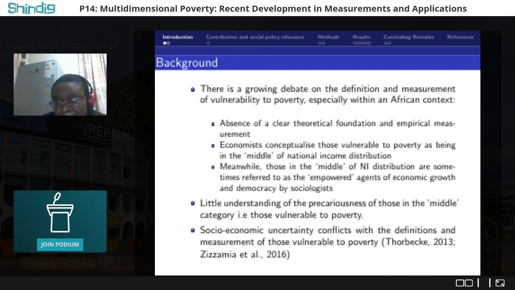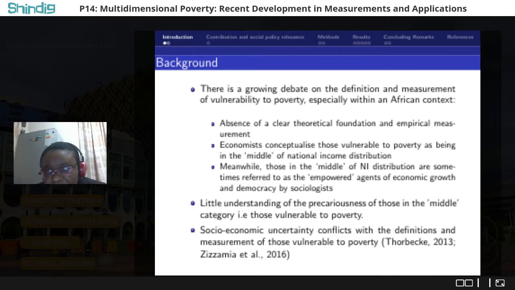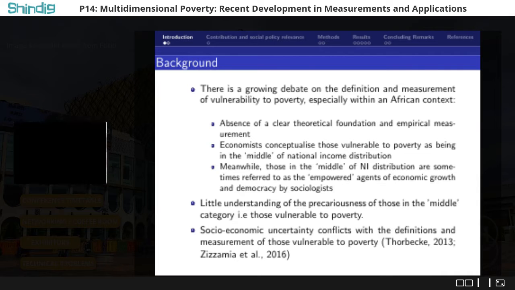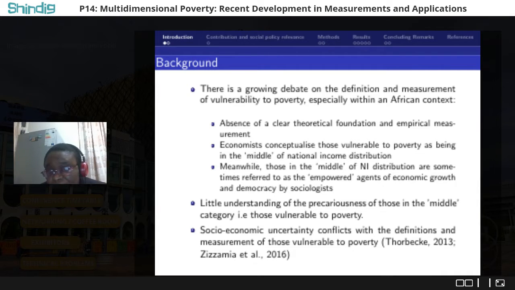Can I have the next slide? You would agree with me that the debate around the definition and measurement of vulnerability to poverty, especially multidimensional poverty, is a growing one, and there is still a debate. They also see it as those in the middle of national distributions. They are sometimes referred to as the empowered.